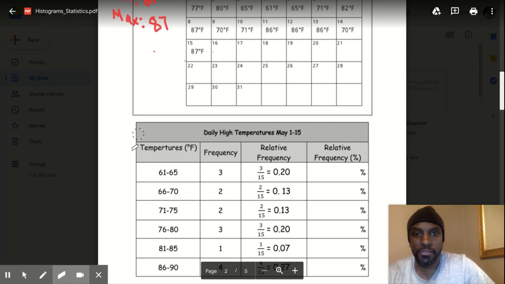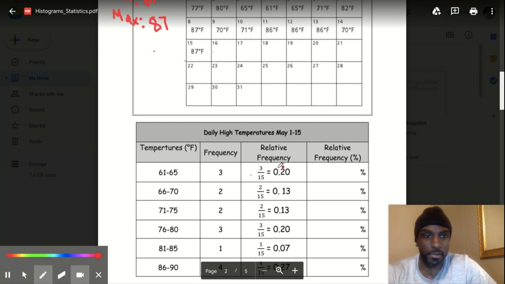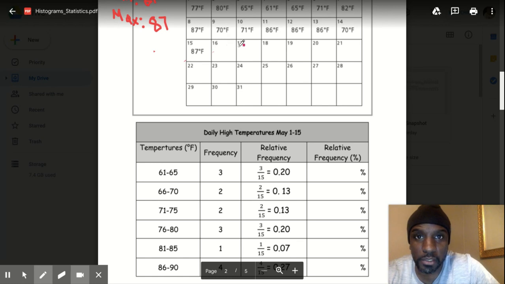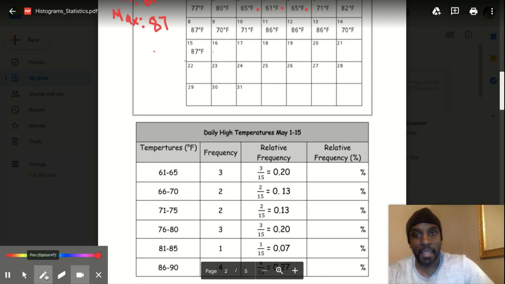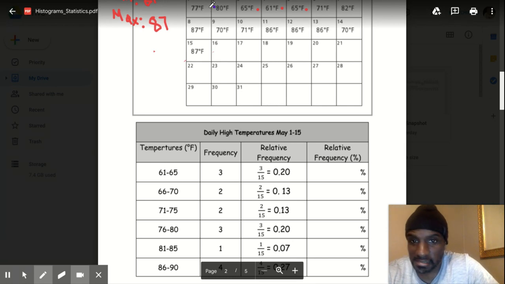Okay, I counted 3 times that I had numbers between 61 and 65. I'm not going to do all of these because I want you guys to just get the gist of it. There are my 3 numbers between 61 and 65. Now I counted 2 numbers between 66 and 70. There's a 70. There's a 70. There's no other numbers. All right.